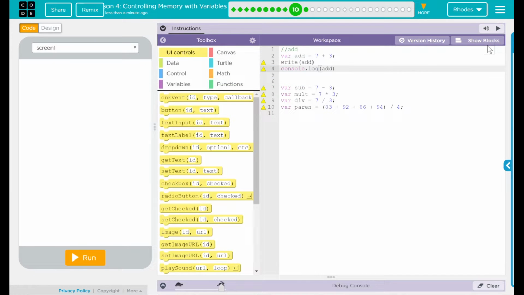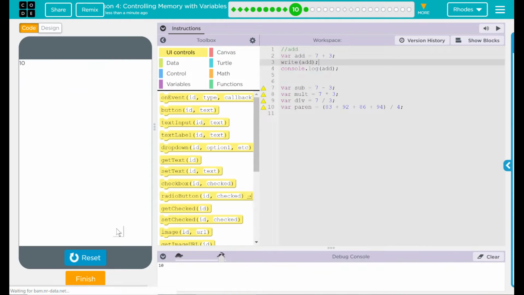I have some yellow triangles over there. That's because I forgot my semicolon. So I'm going to add my 2 semicolons there. Hopefully, when I hit run, I should get the answer 10 on my screen and in my debug console down there. Let's try it out. 10 and 10. Worked beautifully.